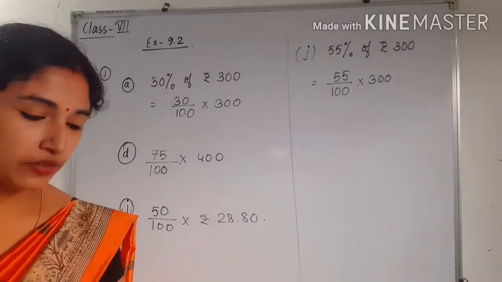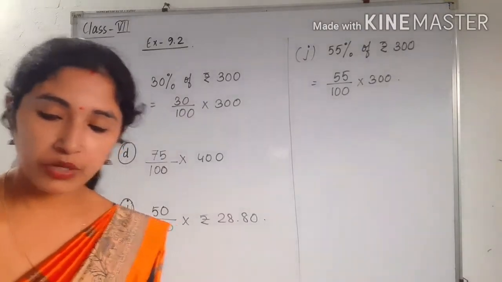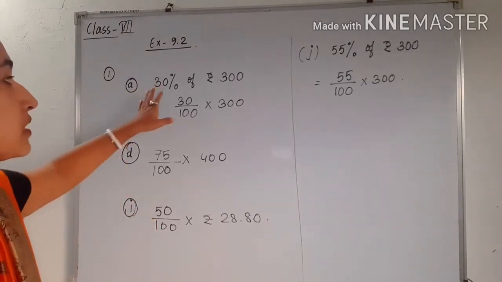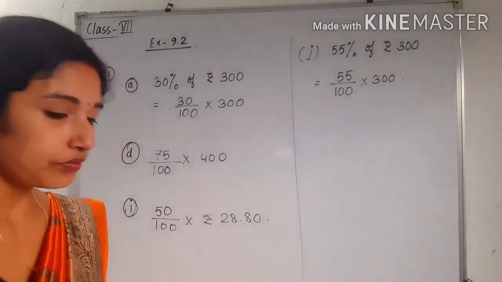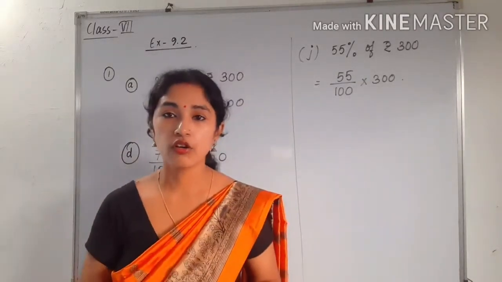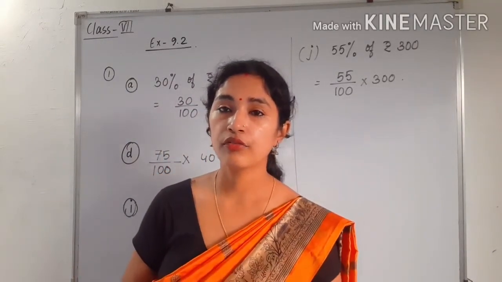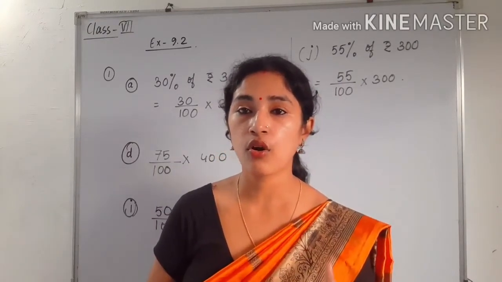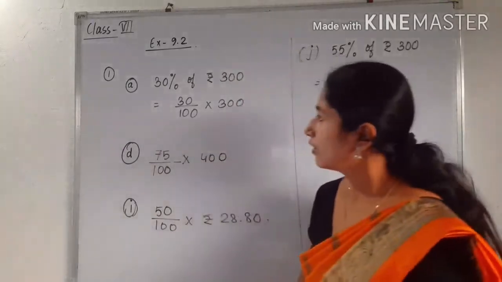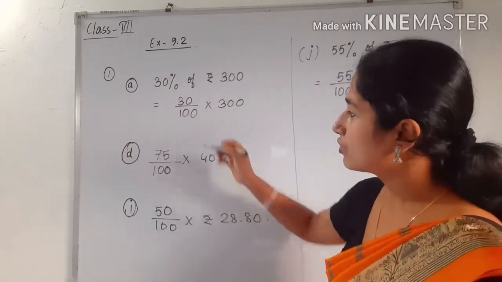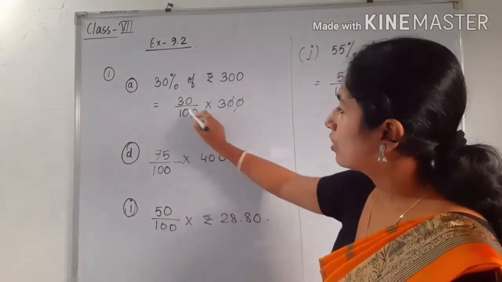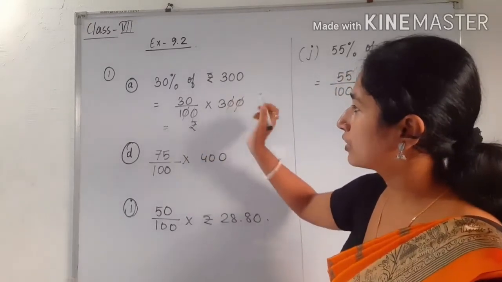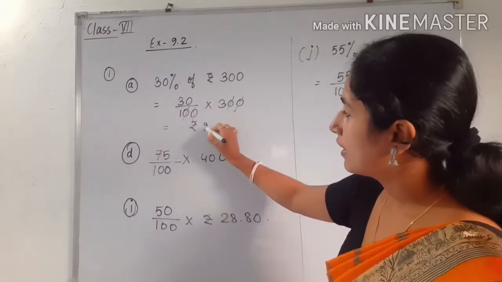See, question number 1. Calculate the value of the given percentage. It is given as 30% of rupees 300. We know that 50% means half, and like that we have to find 30% of rupees 300. Here we can write 30% as 30 by 100. Just cancel the zeros, you will get 30 into 3, that will be 90. That means 30% of 300 is rupees 90.